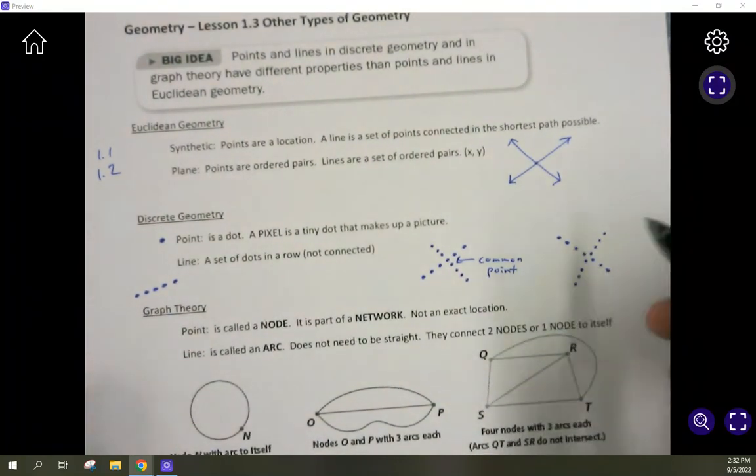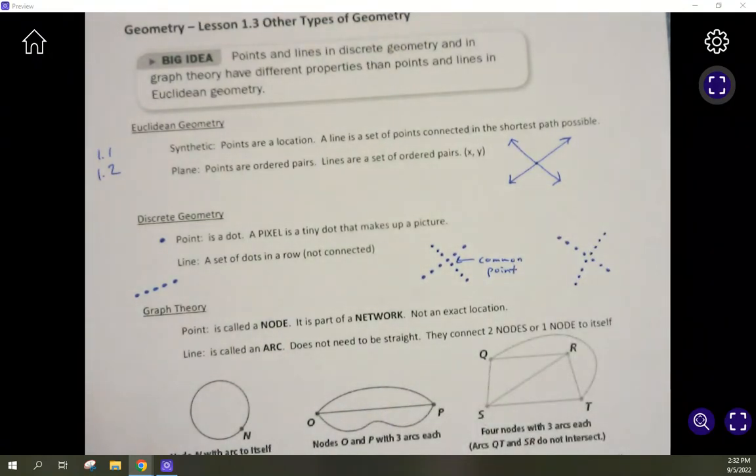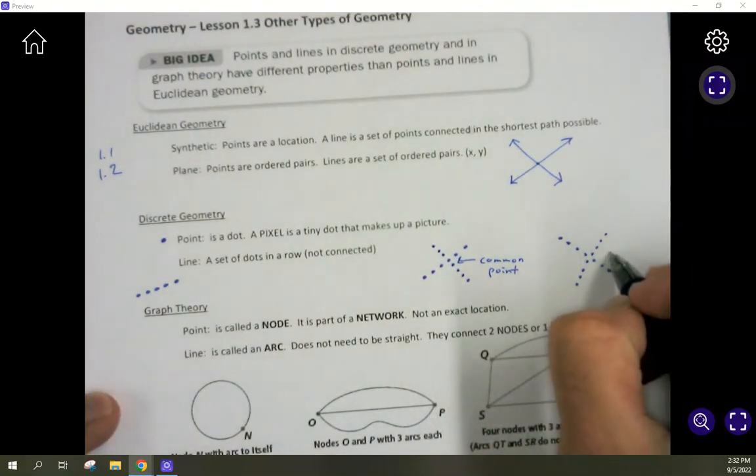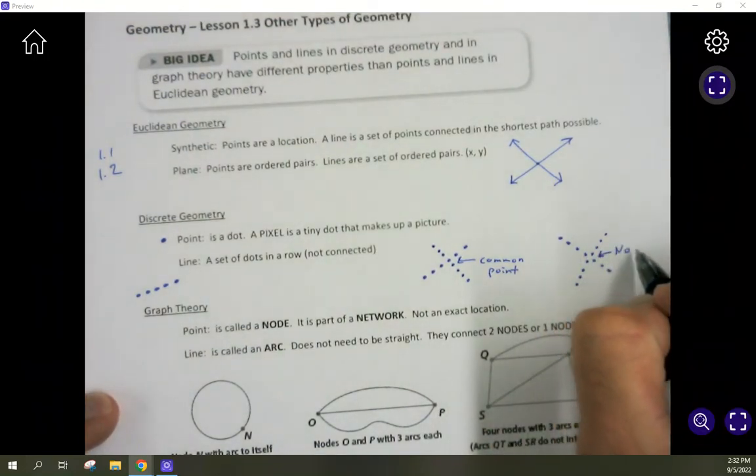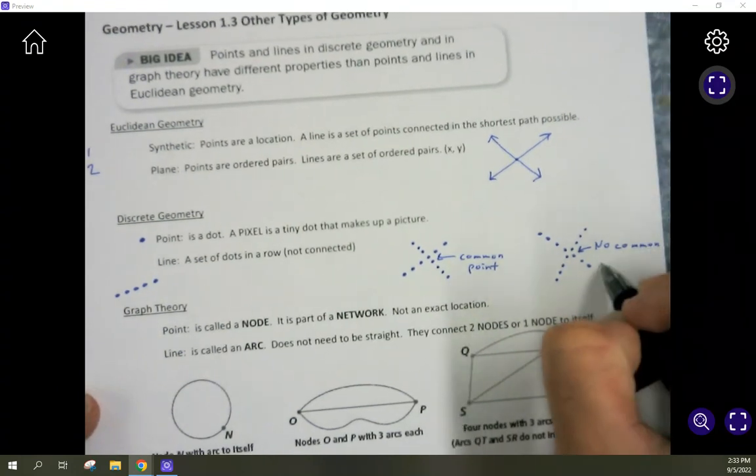So these are two discrete lines, meaning made up of dots and they're not connected, that do not have a common point.